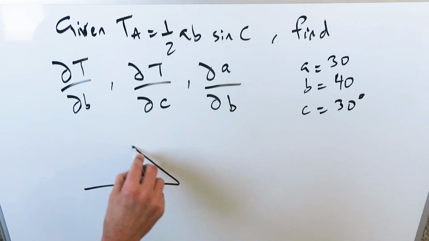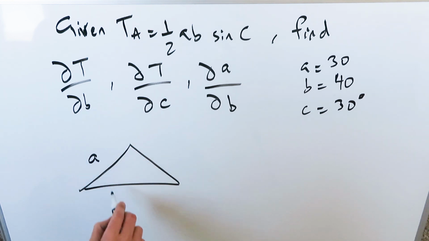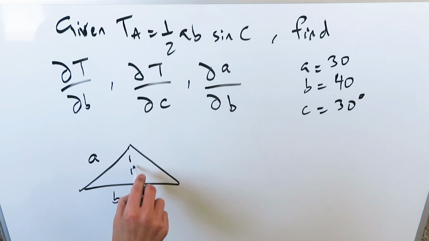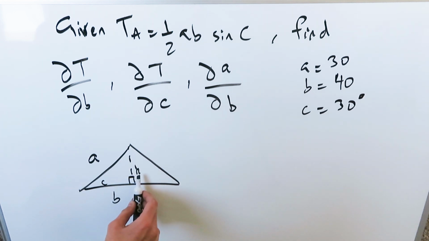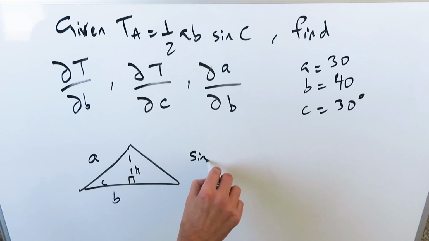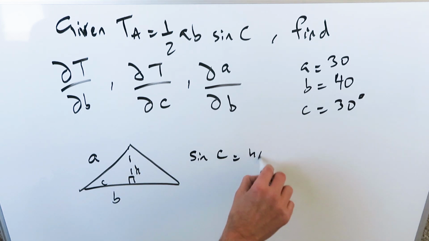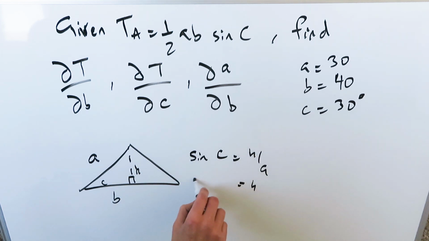If you're looking at a triangle, you have a dimension A, a dimension B, a certain height, here's your right triangle, and here's a certain angle. You can easily determine the height. Sine of this angle C is equal to H over A, and then H is equal to A sine C.